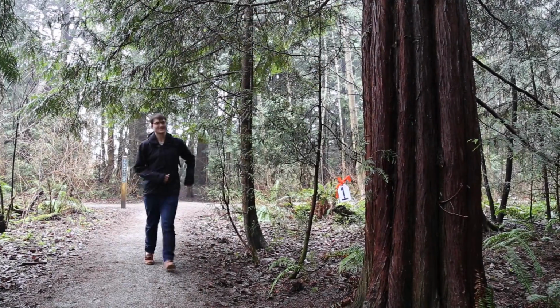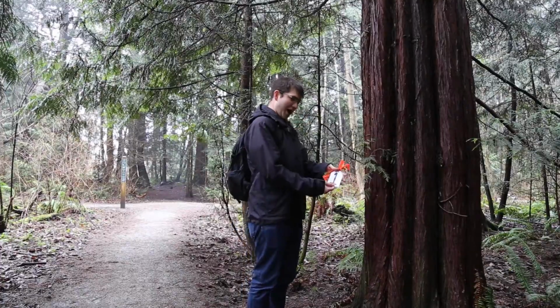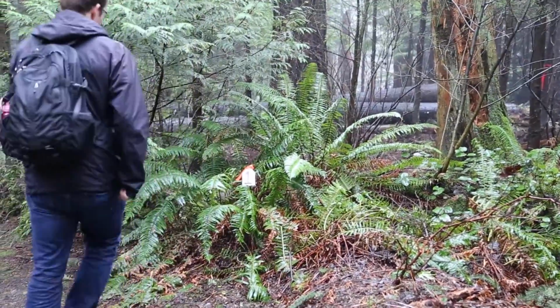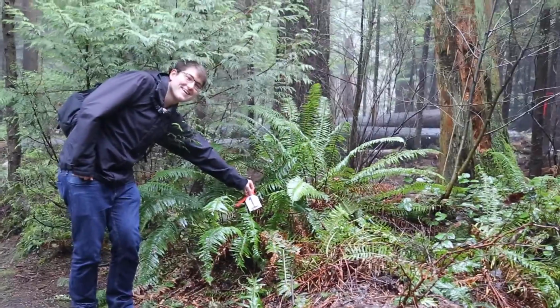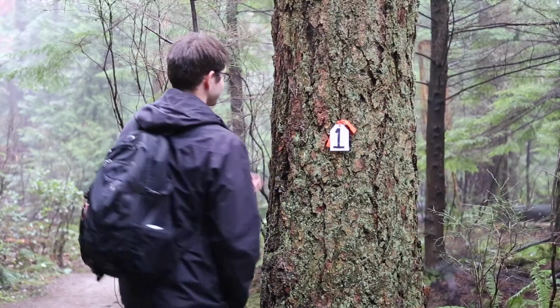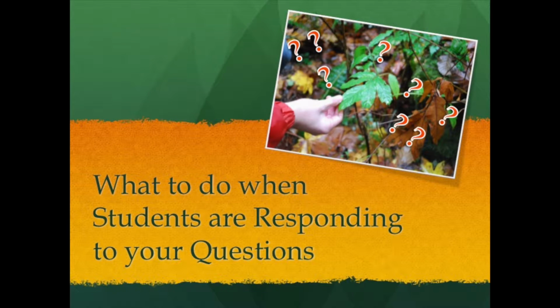In this activity, you will be leading the students on a short hike which includes checkpoints along the way that correlate to a discussion topic and questions which are included in your manual. The students should then be prompted to answer the questions that you have asked or discussed in their own workbook. In other words, at checkpoint number 1, this will correlate to your discussion topic number 1 and question number 1 in the student workbook. When you ask the students questions, try and follow this formula when the students are responding.